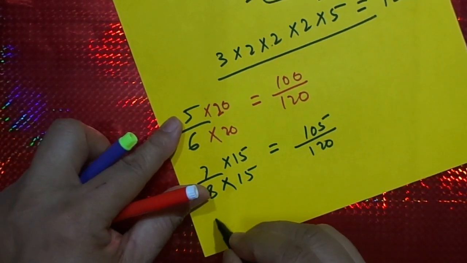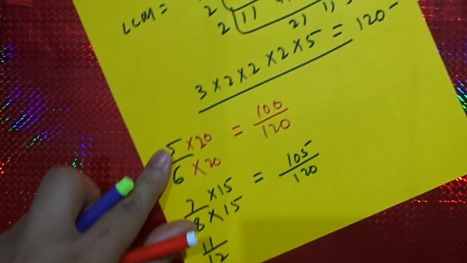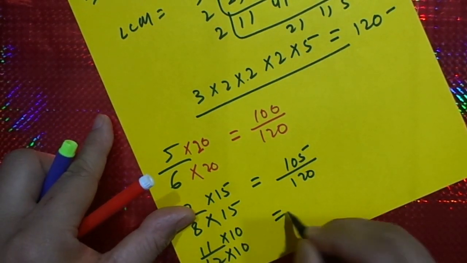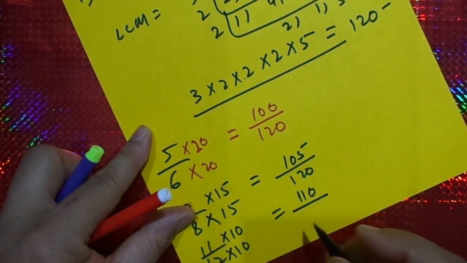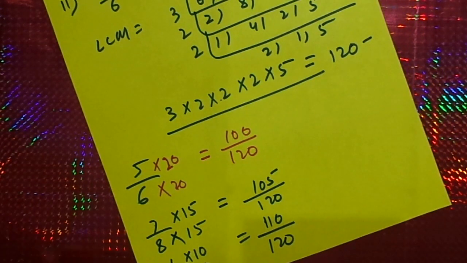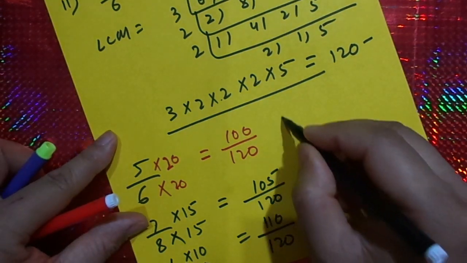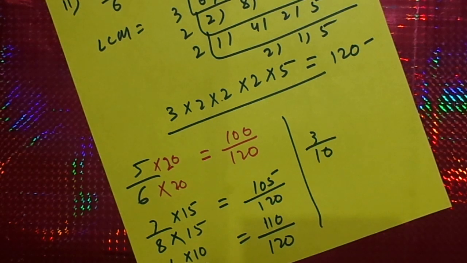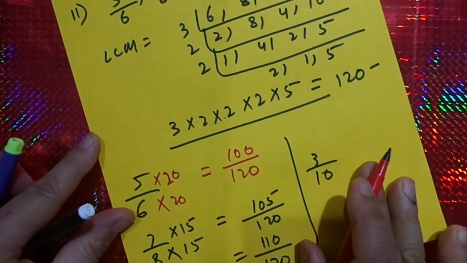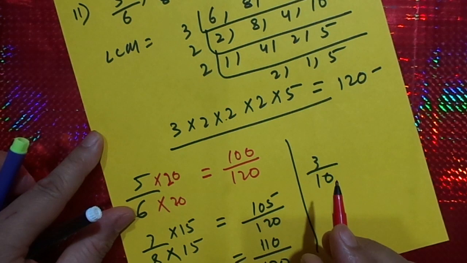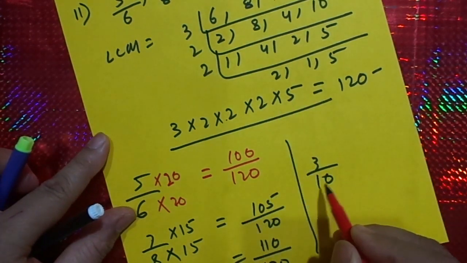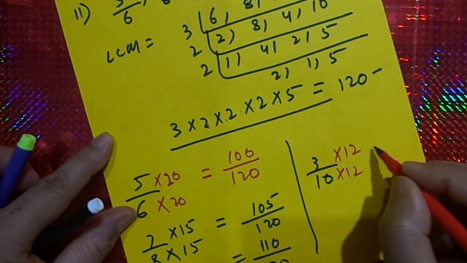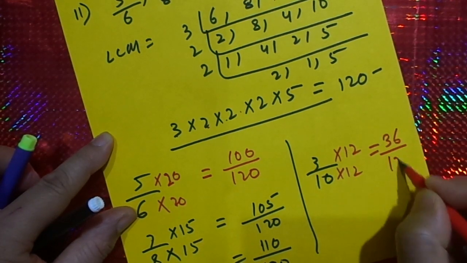Similarly, 11 by 12, isn't it? If I multiply this by 10 and 10, I'll get 110 by 120. And one more number is there, 3 by 10, isn't it? In 3 by 10, if I remove 10, 5 2s are 10, so 3 2s are 6, 2 6s are 12. So I am going to multiply the numerator and denominator by 12 and I'll get 36 by 120.